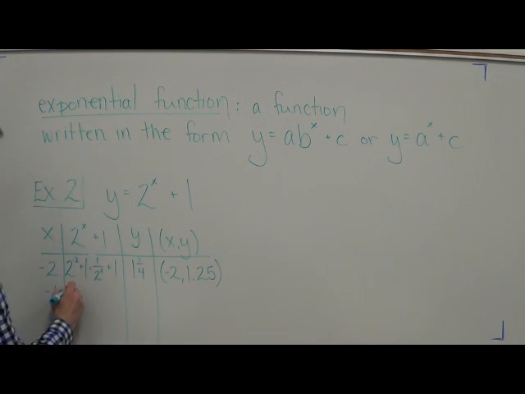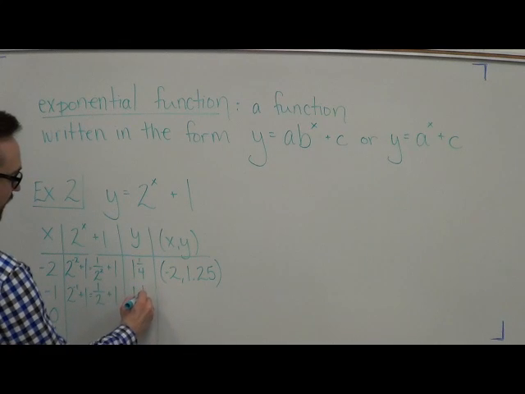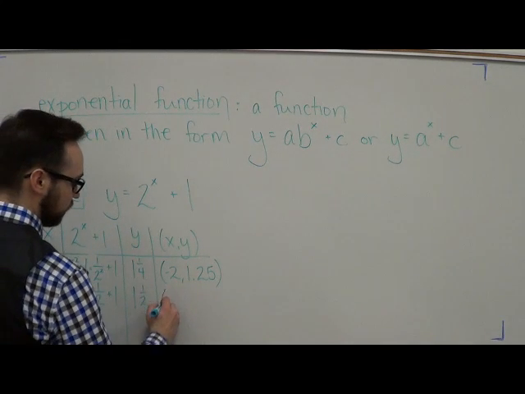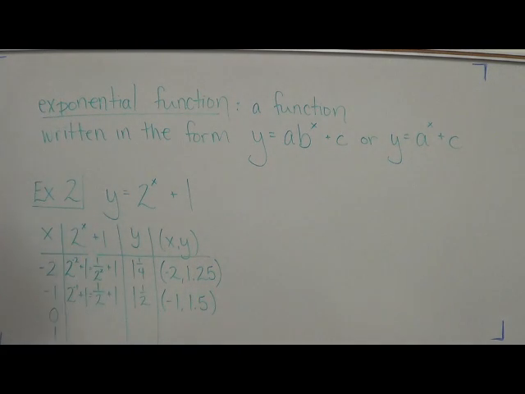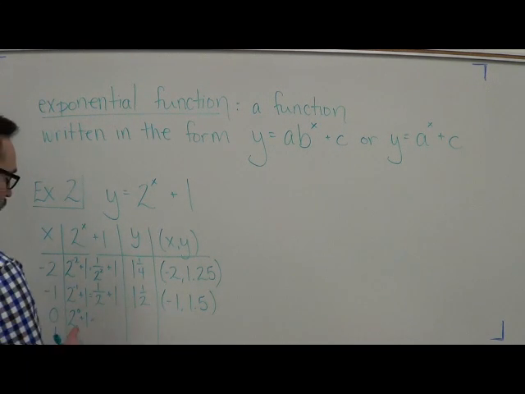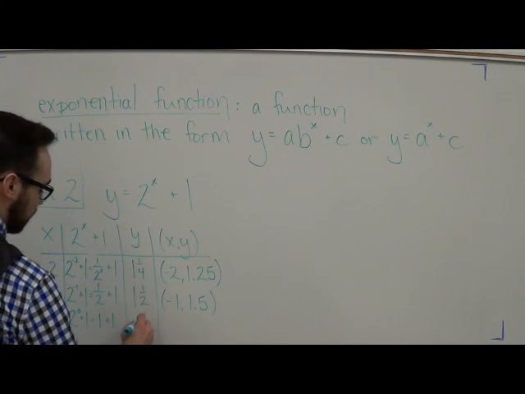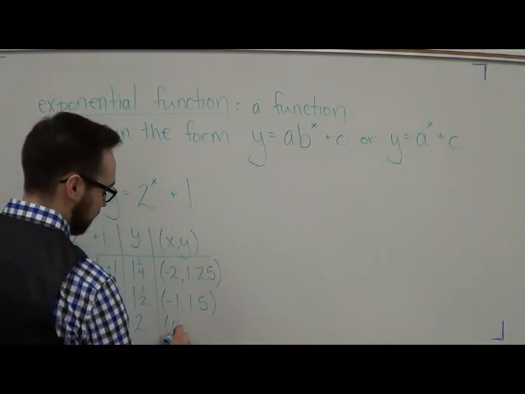So notice it didn't go negative, it just went fractional. So now if I have 2 to the negative 1 power plus 1, that just means 1 over 2 to the first plus 1. So that's 1.5. So when we have negative 1, it's 1.5. So then we go with a 0. So 2 to the 0 power plus 1. Remember, anything to the 0 power is always 1. So 1 plus 1 is going to give us a 2. So then we're going to have 0, 2.